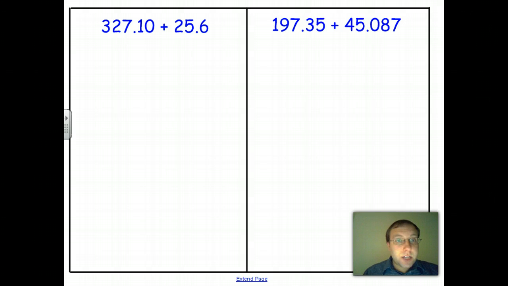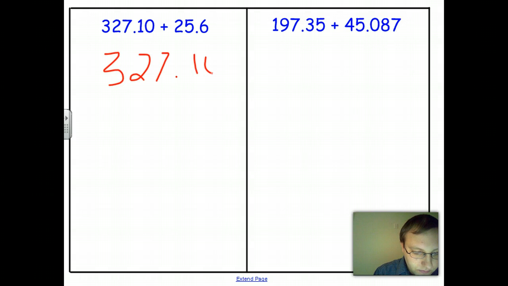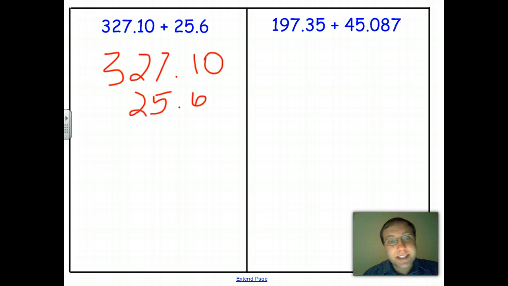So in the left-hand column, we have 327 and 10/100ths plus 25 and 6/10ths. Now we know that we need to line up place value columns, and how we do that is by lining up the decimal point, because that is where the transition takes place. So we have 327 and 25.6, where our decimal point has to go here. So now, keeping the columns lined up, 25.6. Now, if you remember, I said you might have to add a 0 to the right of the decimal point, and this is where you have to add that 0.